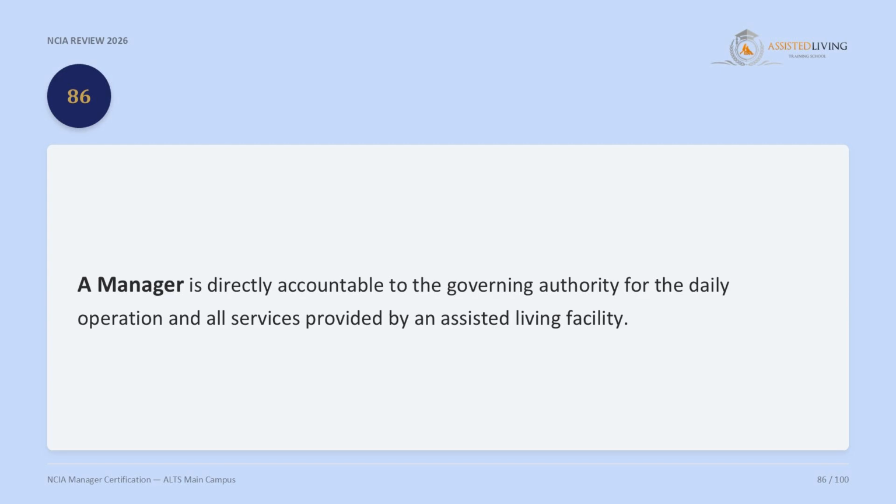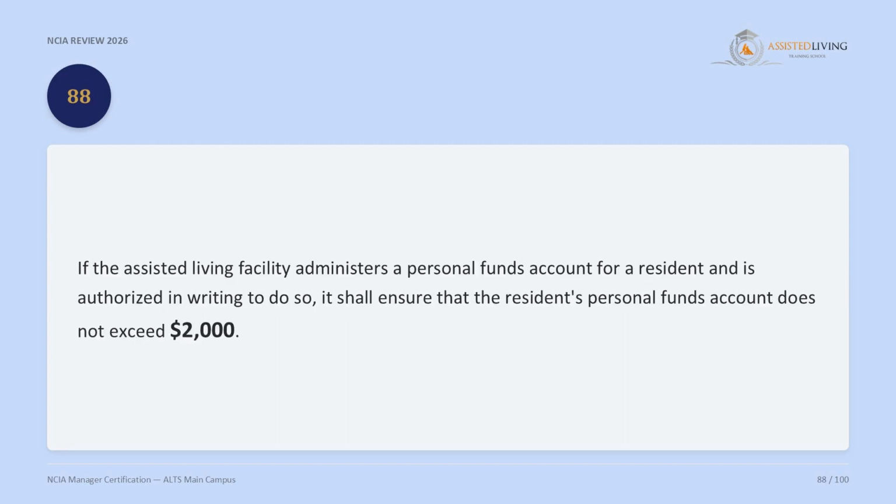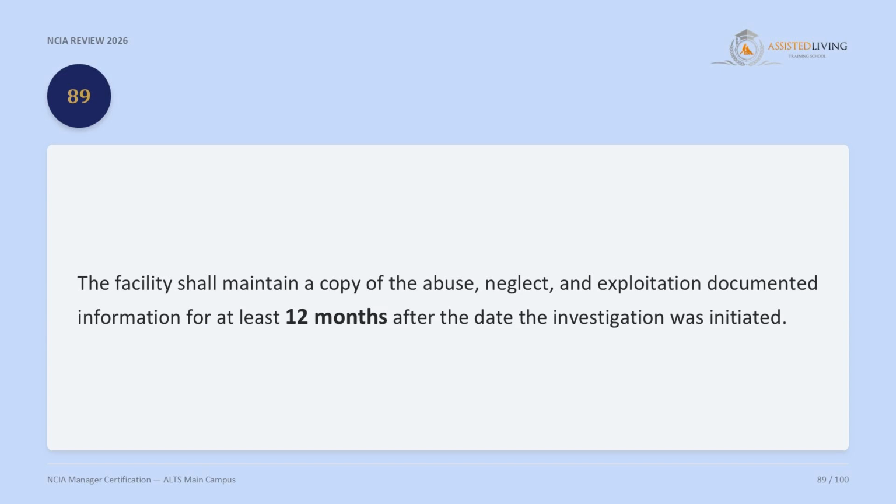A manager is accountable to the governing authority for the facility's daily operations and services. Managers must provide required documentation to the department within 2 hours unless stated otherwise. Facilities managing personal funds must ensure a resident's account does not exceed $2,000. Facilities must keep records of abuse, neglect, and exploitation for at least 12 months after an investigation starts.